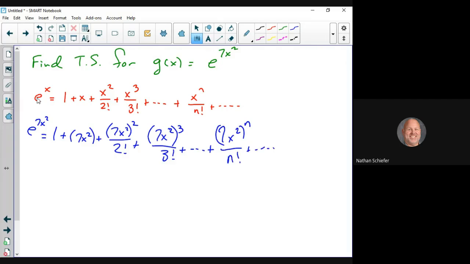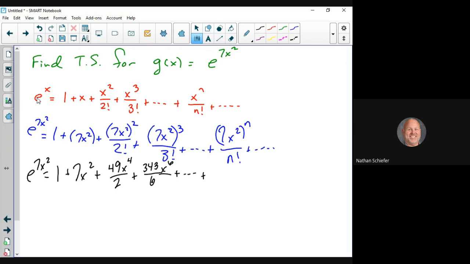Let's go even further. Let's simplify this. e to the 7x squared equals 1 plus 7x squared plus 49x to the 4th over 2, plus, if I do 7 cubed, 343 over 3 factorial, 6, so that'd be x to the 6th, right? And then you could keep on going. I don't think 6 goes in 343.